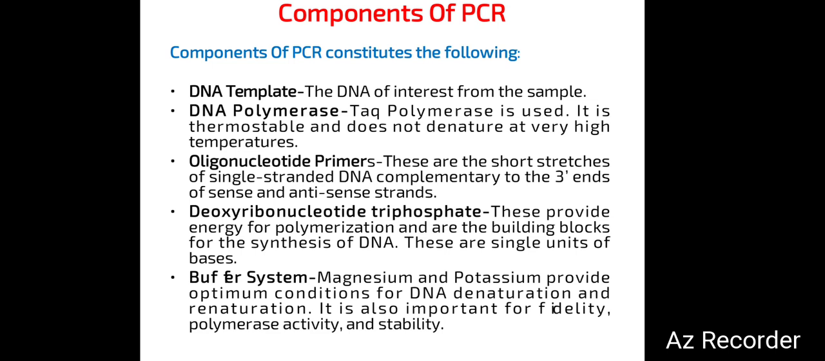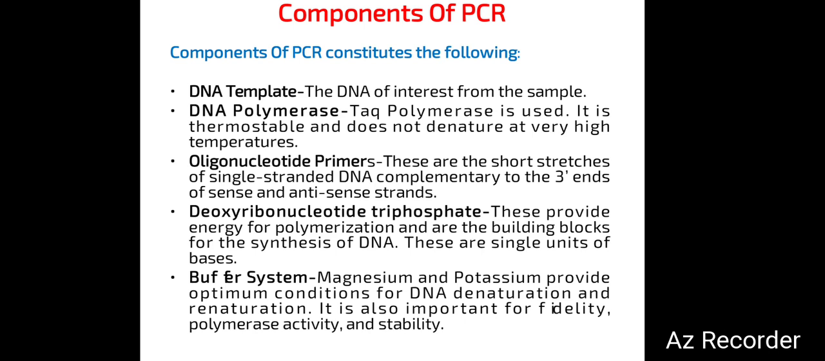In PCR, there are 5 components: first, DNA template; second, DNA polymerase; third, primers; fourth, dNTPs; and fifth, buffer system. Now let's look at the important components required for PCR. First one is the DNA template, the DNA sample that contains the target gene. Next is DNA polymerase, also called Taq polymerase, a heat stable enzyme that works at high temperatures. Third one is primers, short DNA sequences that bind to the target region.